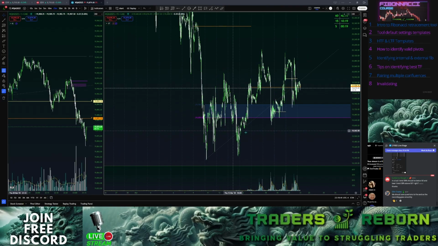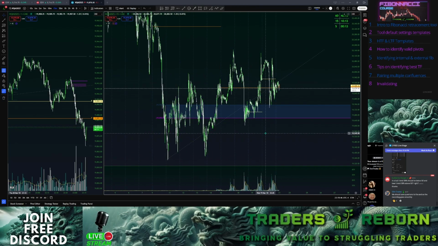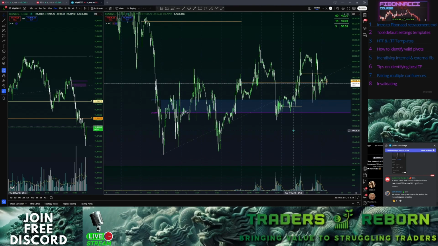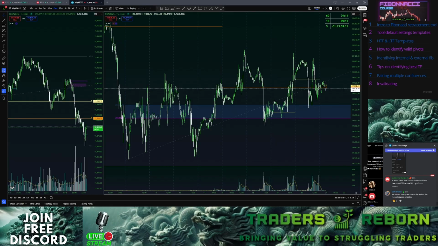So that's why I want to keep my chart with the least noise possible. If I don't need to see it, I don't want to see it. I just want to see what I want to react to on the chart. So keep your charts like that. Whatever you don't use, get it out of there, and that way you only react to whatever you want to see. Now, number 4, how to identify valid pivots, right?